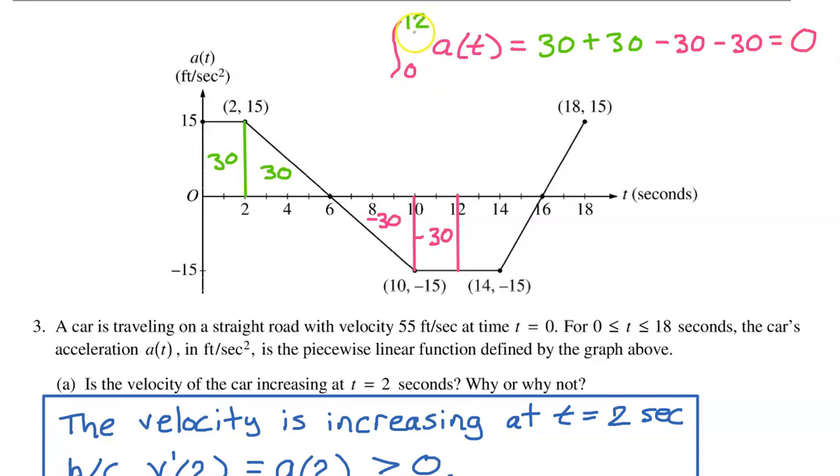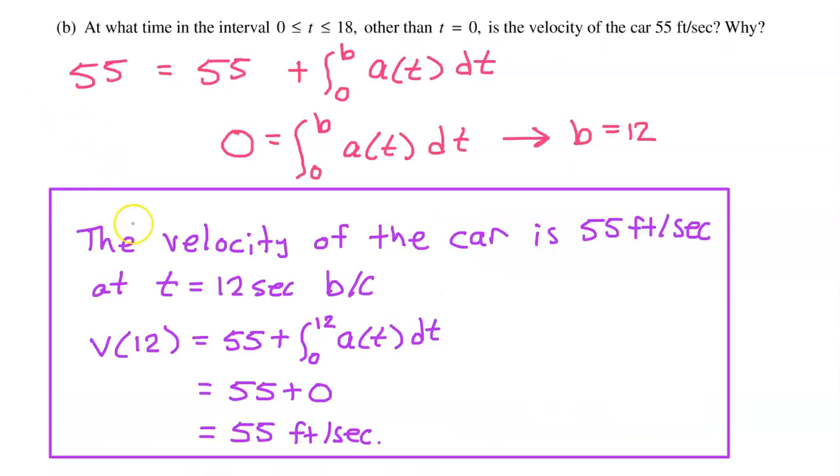12 is the value we were looking for. The velocity of the car is 55 feet per second at t equals 12 seconds because v at 12 equals 55 plus the integral of acceleration from 0 to 12, which equals 55 plus 0, which equals 55 feet per second.